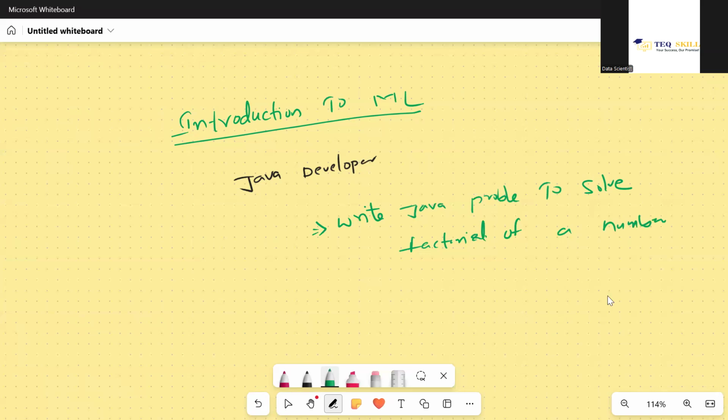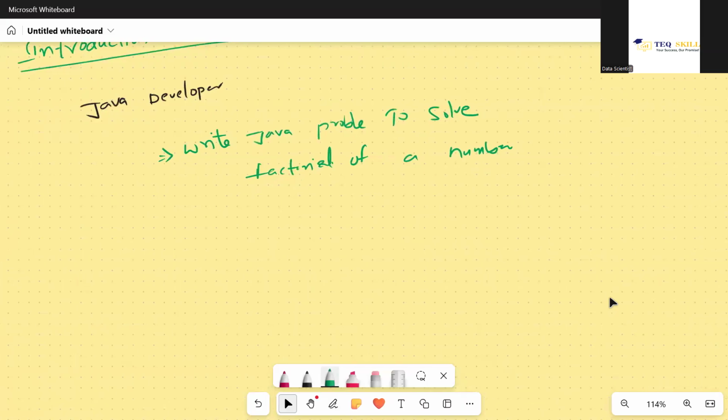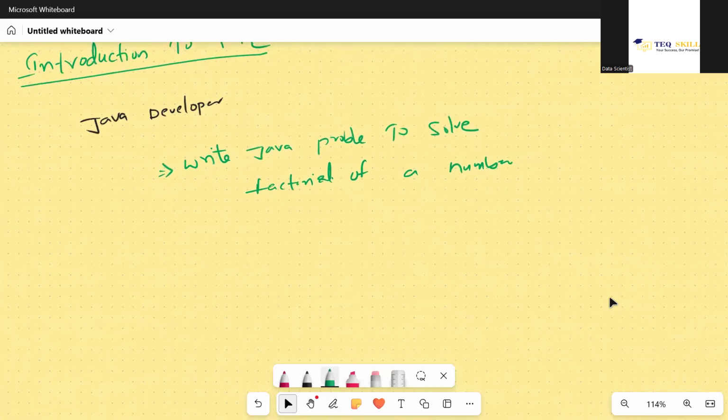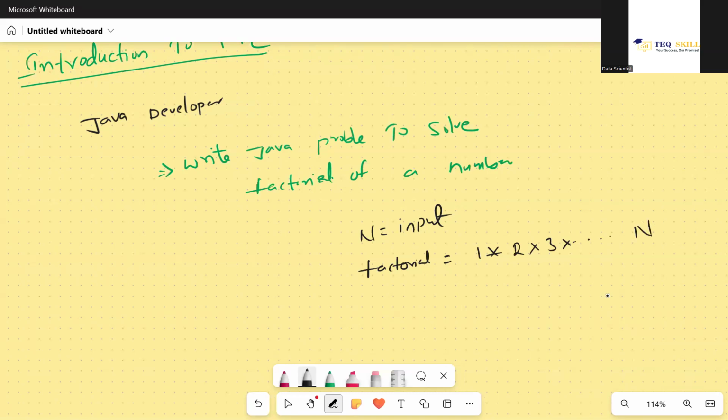In this situation, as a Java developer, first you think about the logic of the factorial. For example, if I have a number n as my input, I have to find the factorial for the number n. So it will do 1 into 2 into 3 into and so on, till that particular number, you multiply it by itself. That's how we get the factorial. So this is the logic.